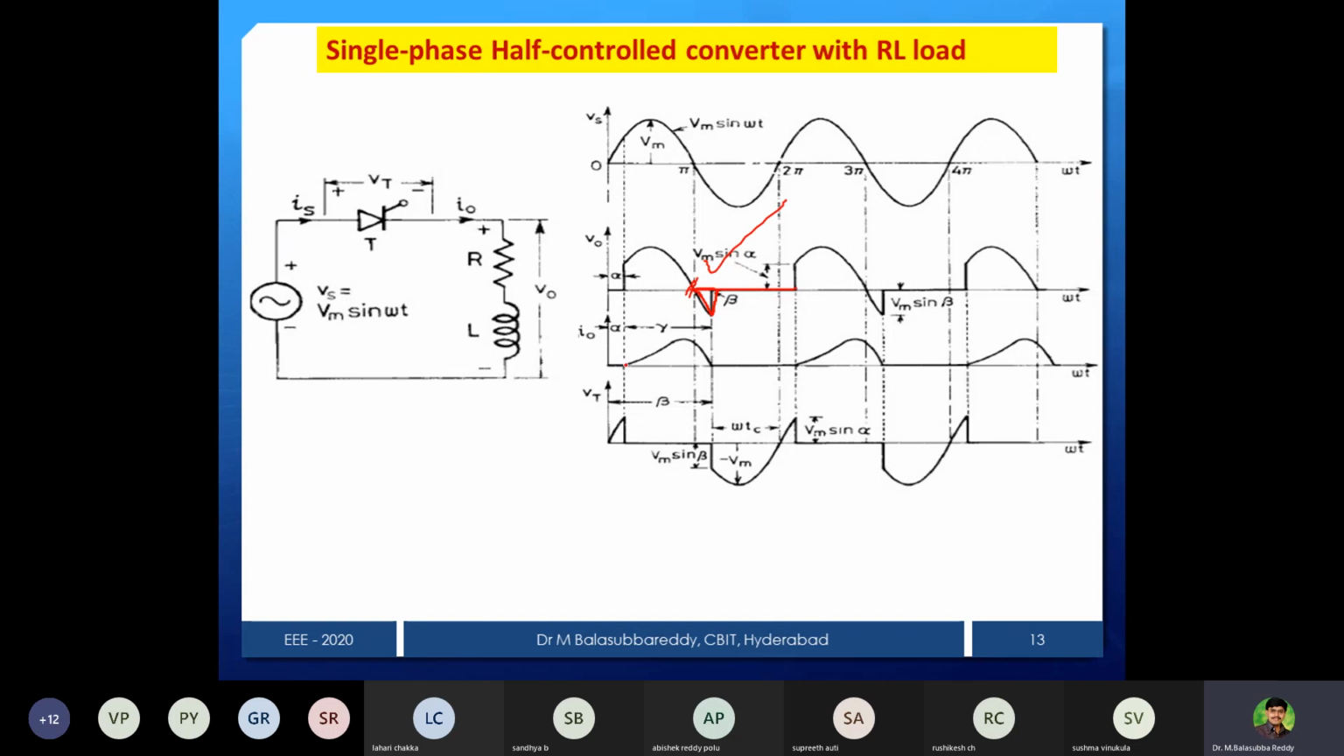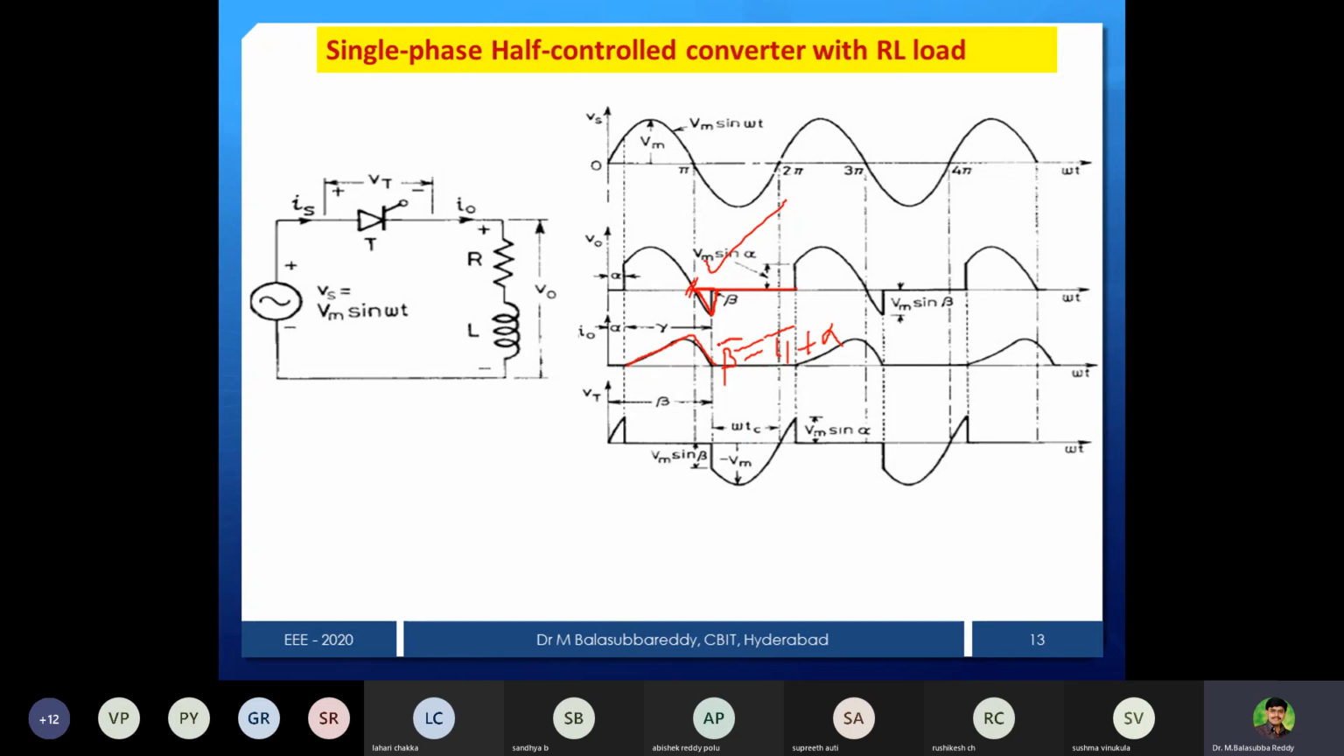In the current waveform, from 0 to pi, it is gradually rising and then gradually decreasing. So that will be up to beta. Beta is equal to pi plus alpha if it is a large inductor. Anyhow, in full wave you can clearly notice that. Here, discontinuous mode and continuous mode of operation will be there in the case of full wave rectifier.